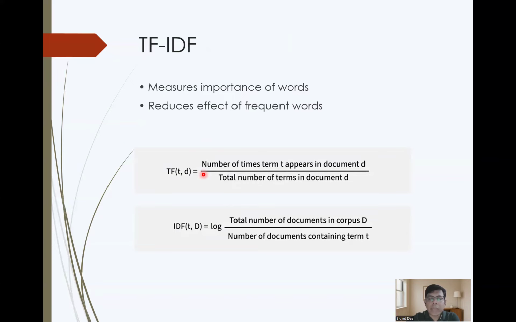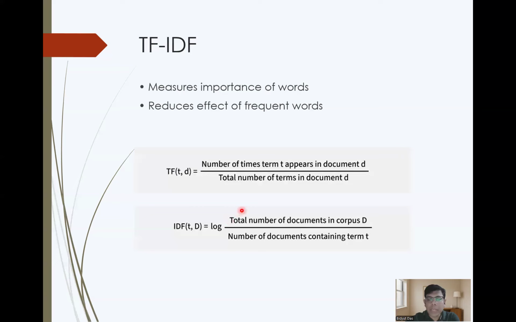TF-IDF. The TF-IDF score indicates how important a word is in a text. It is the combination of two terms. One is TF, which means term frequency, and the other is the inverse document frequency. Term frequency is calculated by this formula, and inverse document frequency is calculated by this formula.